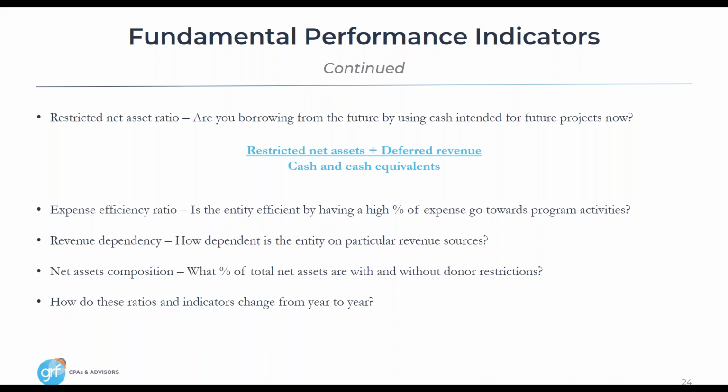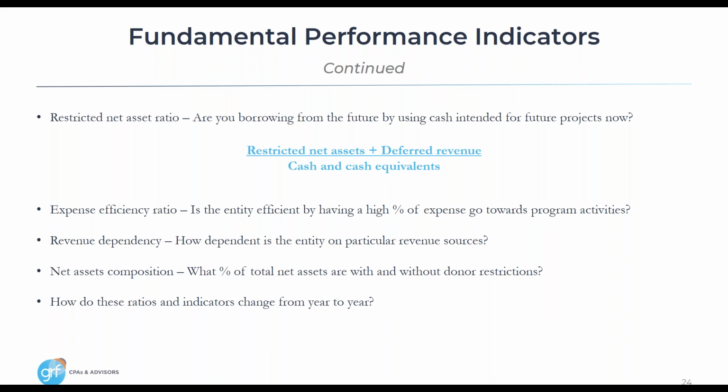The numerator, add restricted net assets and deferred revenue. The denominator, cash and cash equivalents. Now you want that ratio to be less than 1. If the ratio is greater than 1, essentially what it's saying to you is that the cash and cash equivalents that the organization has is really meant for future purposes. And if it's being spent now, the organization is borrowing from the future.